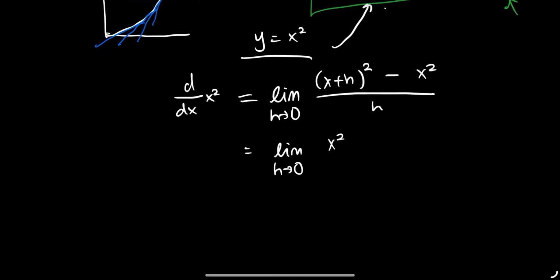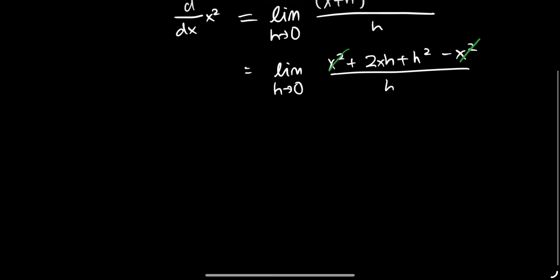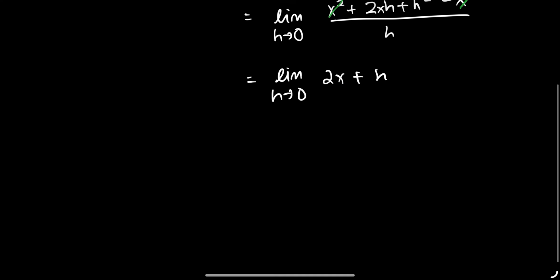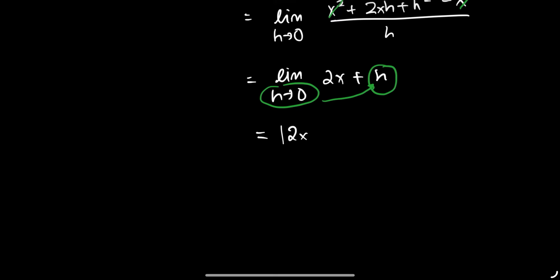You get x squared plus 2xh plus h squared minus x squared. The x squared cancels out. And you notice that the h cancels out too. So you end up with 2x plus h. And since h approaches 0, we know that h just becomes 0. So the answer is just 2x.